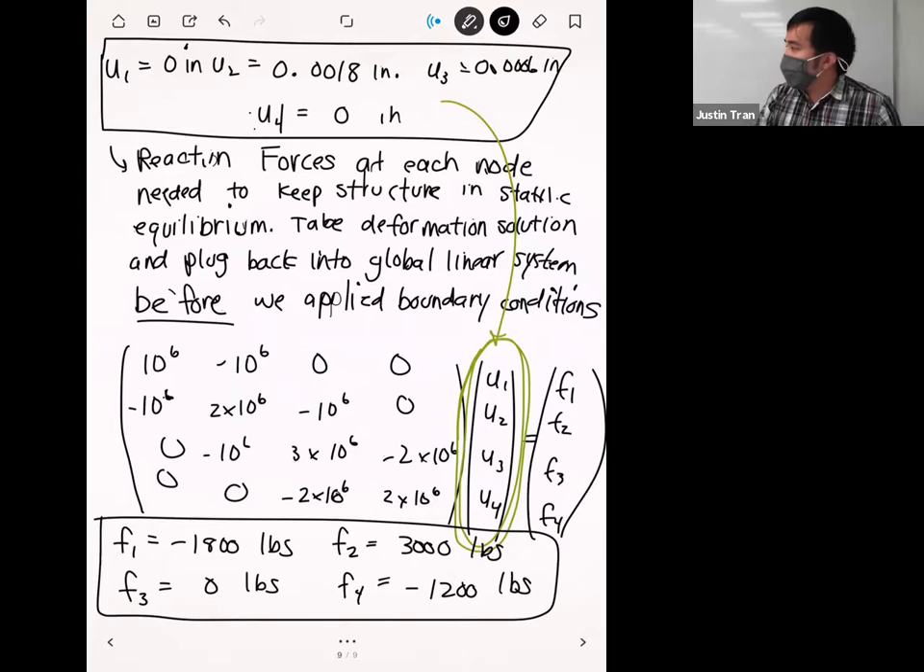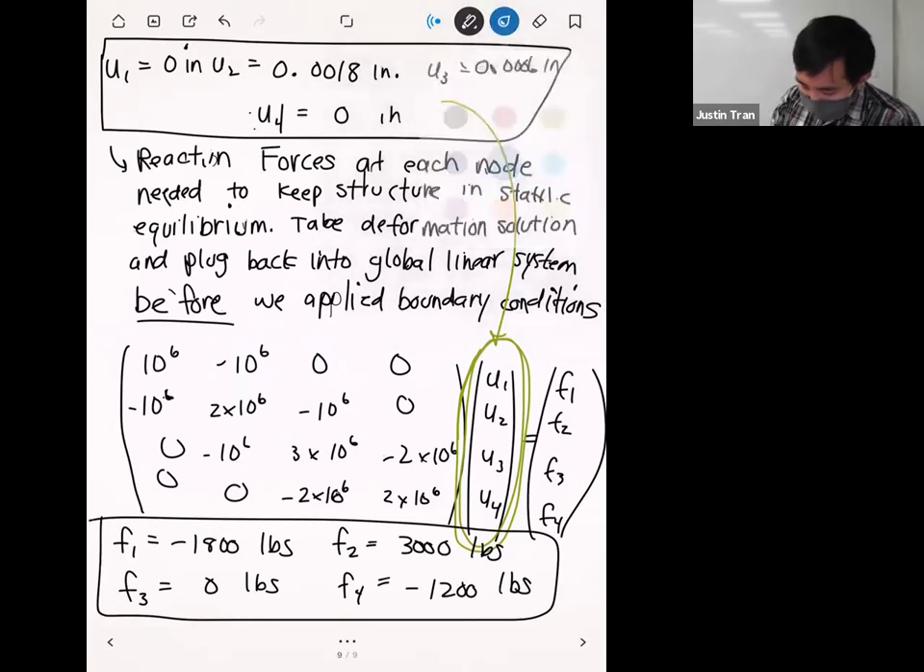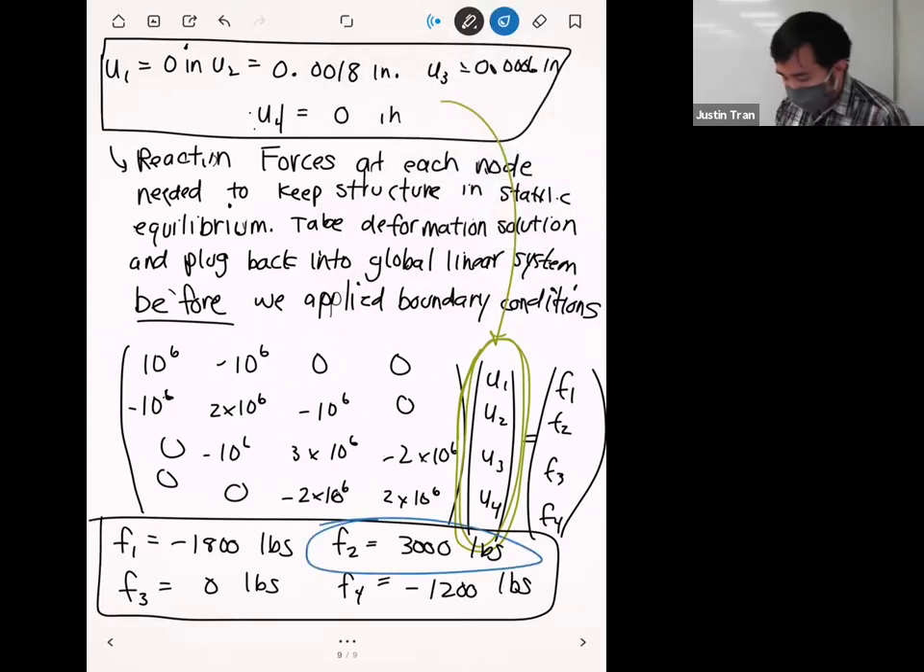Let's look at the magnitudes of these values and see if they make sense relative to our structure. The first thing that should jump out to you is F2. F2 here is 3,000 pounds, which is exactly the value of the load that we're applying there. When we compute the reaction forces at these nodes, we should get the exact values for wherever we're applying load. So that makes sense.